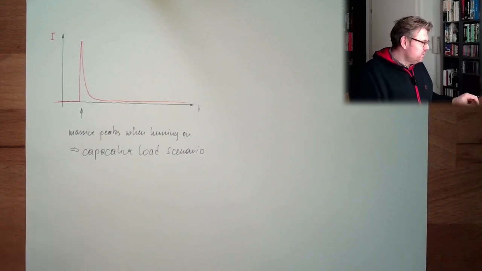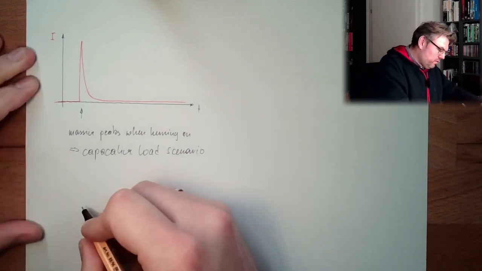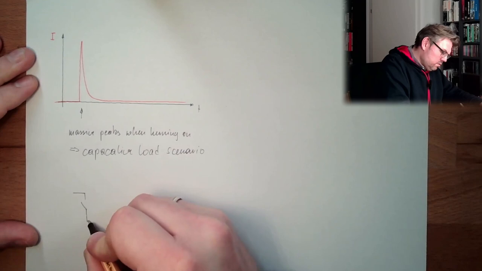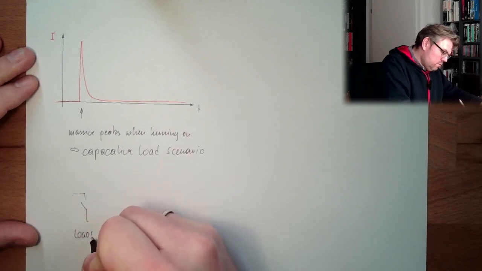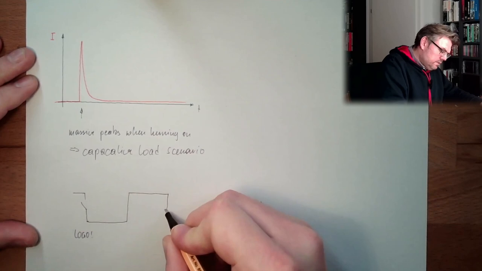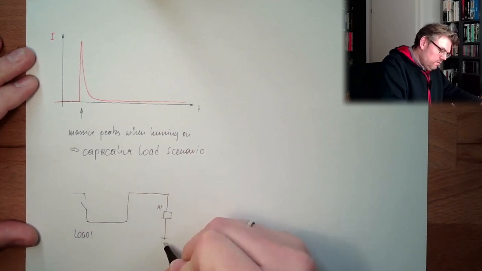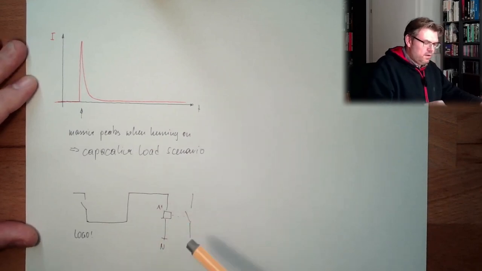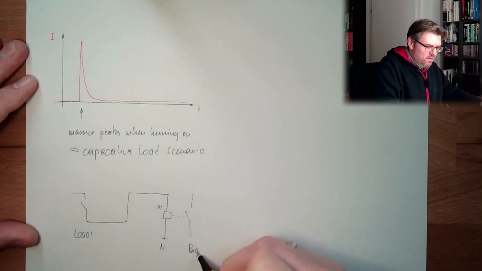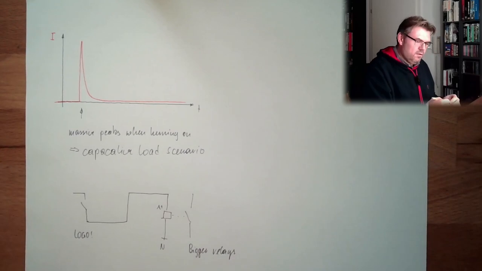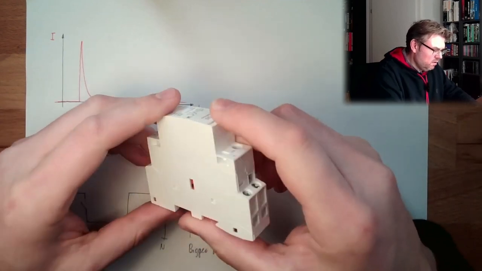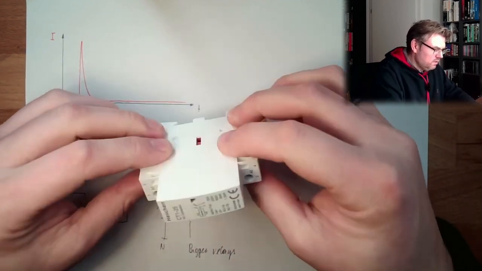So I'm now using a two-stage approach. I will have the output of the Logo, and this I will feed into a bigger relay. This is what I plan to do now. I already bought such a bigger relay, this one. I hope this will do the work.